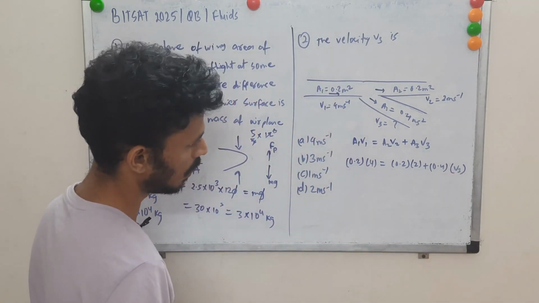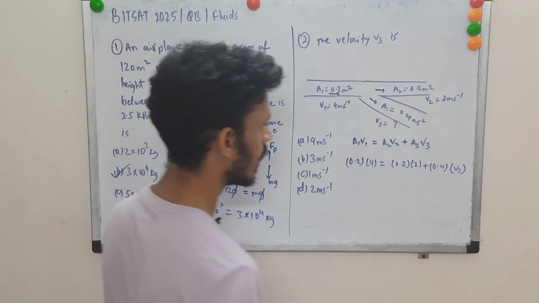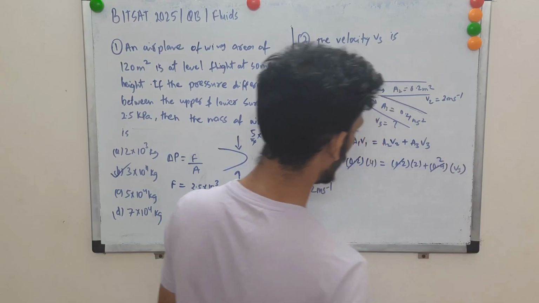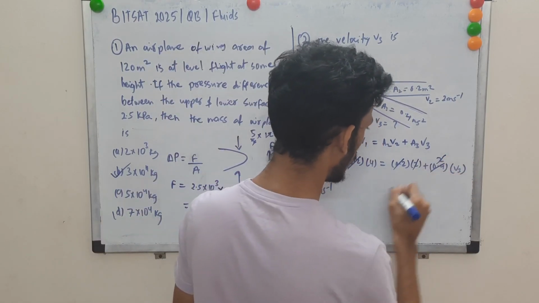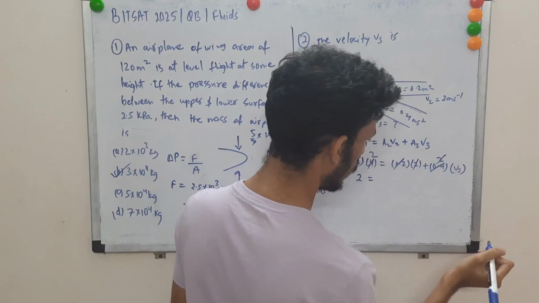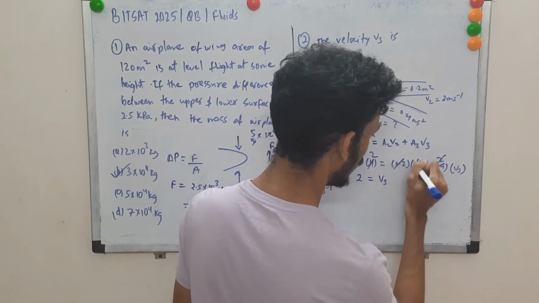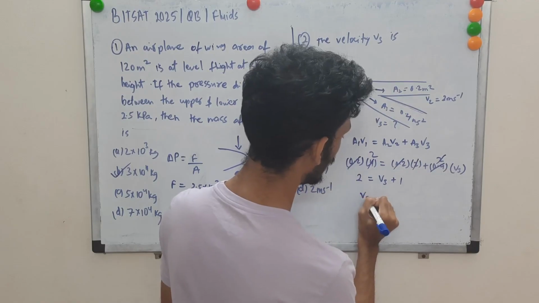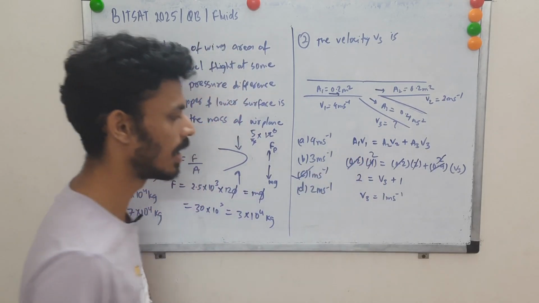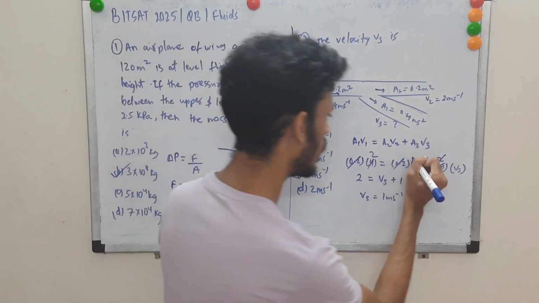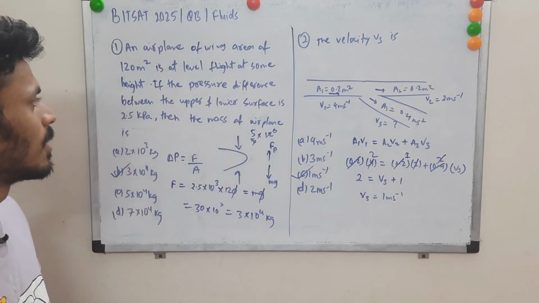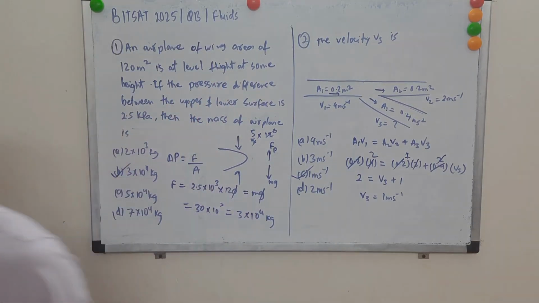So what can we do? We can cancel out this 0.2 throughout, and 4 on the left becomes 2 times 2 plus 0.4 v3 over 0.2. Again the 2 can be cancelled. Solving step by step, v3 is 1 meter per second. Don't make calculation errors; solve it step by step and you'll get the answer, which is 1 meter per second. That is about question 2. Over to the next one.